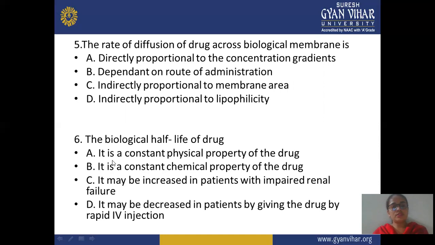Next, the sixth question is the biological half-life of a drug. In this, option A is that it is a constant physical property of a drug. Option B is that it is a constant chemical property of a drug. Option C is that it may increase in a patient with impaired renal failure. And option D is that it may increase in a patient by giving the drug by rapid IV injection. Means there is a different route or different physical or chemical property. Among these four options A, B, C, D, you select any one correct option which is suitable for this biological half-life.